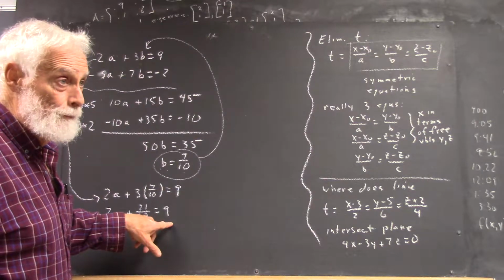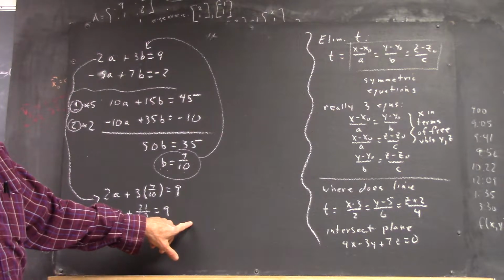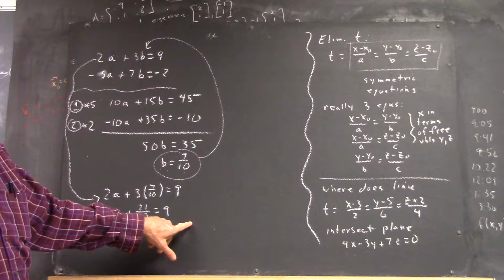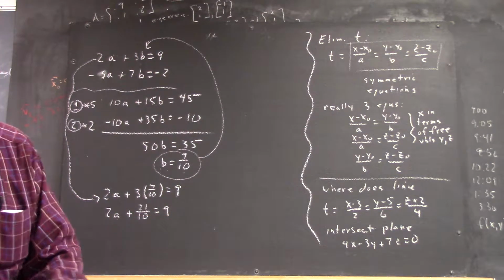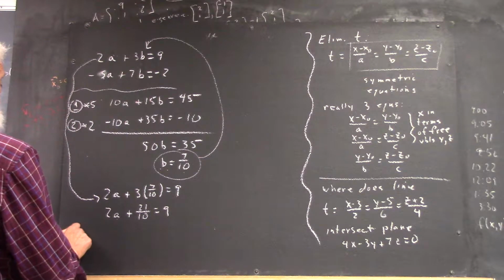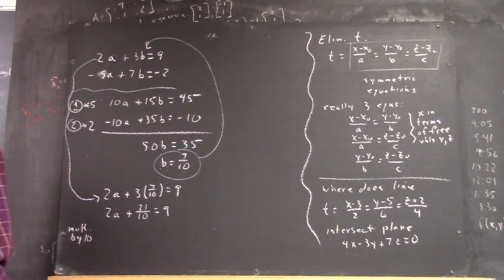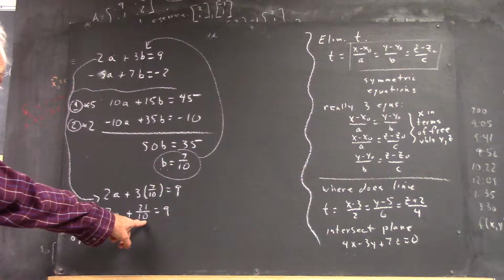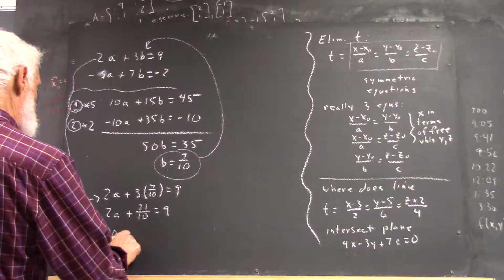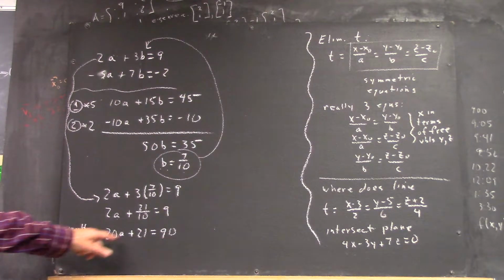What do I do with that? Well, you might say, well, subtract 21/10 from both sides, right? Well, do you love doing fractions as much as I do? I don't mind doing them, but they're a little more complicated than what you would get if you had whole numbers. So now I multiply by 10, meaning I multiply by my denominator here. And I get 20a plus 21 equals 90. Isn't that a lot nicer than this?